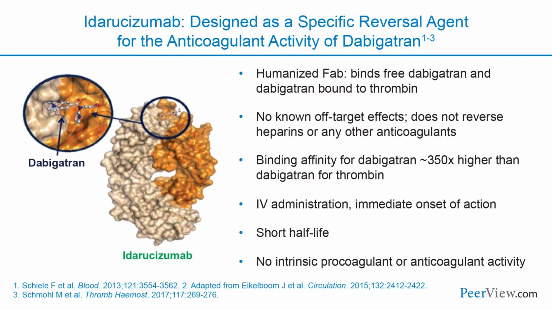The dose has to be big, though, because there's a 1-to-1 stoichiometry between Idarucizumab and dabigatran. And so to bind each tiny little molecule of dabigatran, you need this big molecule of Idarucizumab, and that's why 5 grams is the appropriate dose. Given IV, there's an immediate onset of action. It has a short half-life, which means you can restart anticoagulation fairly soon after you've reversed. And it has no intrinsic procoagulant or anticoagulant activity.